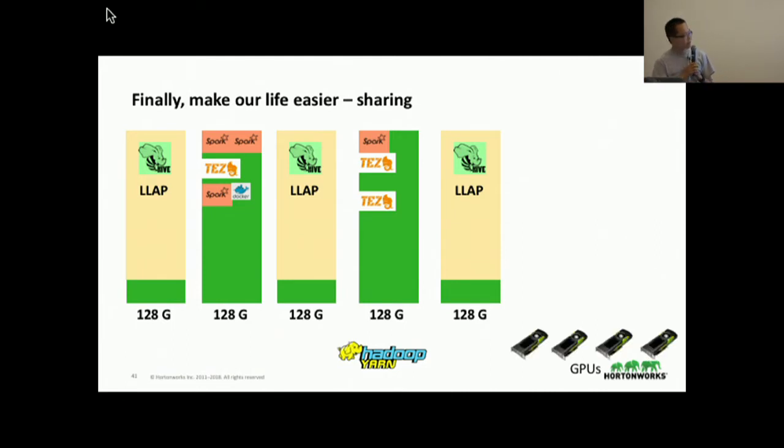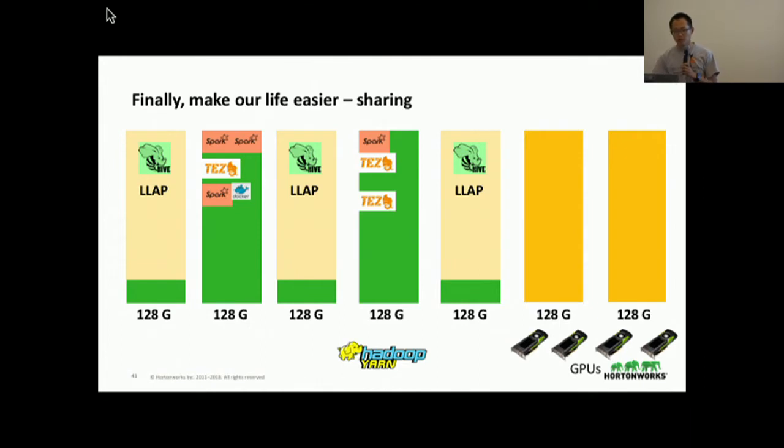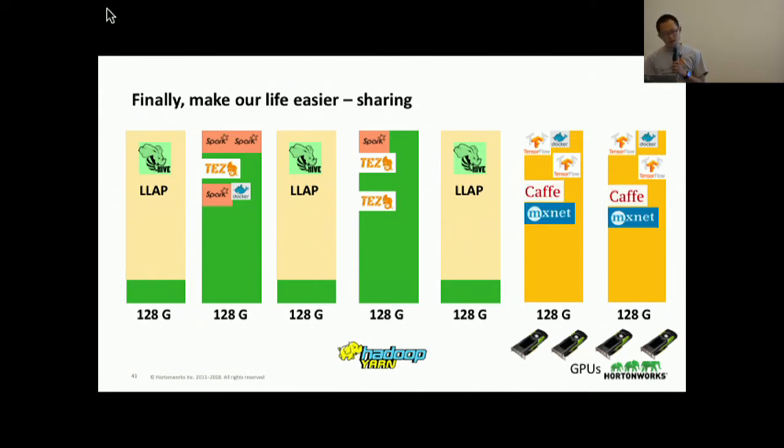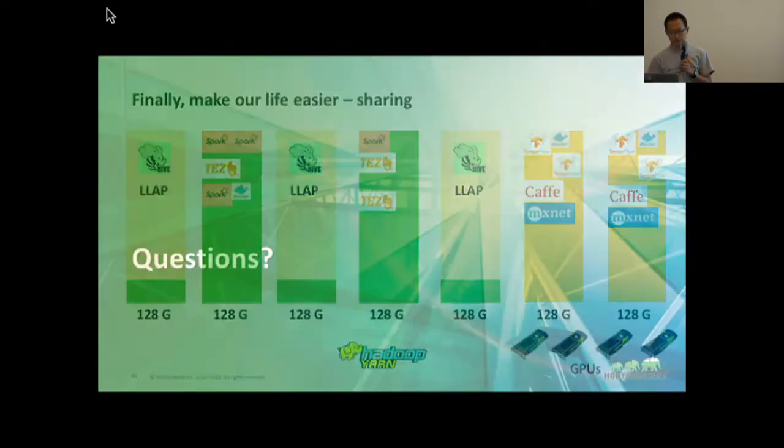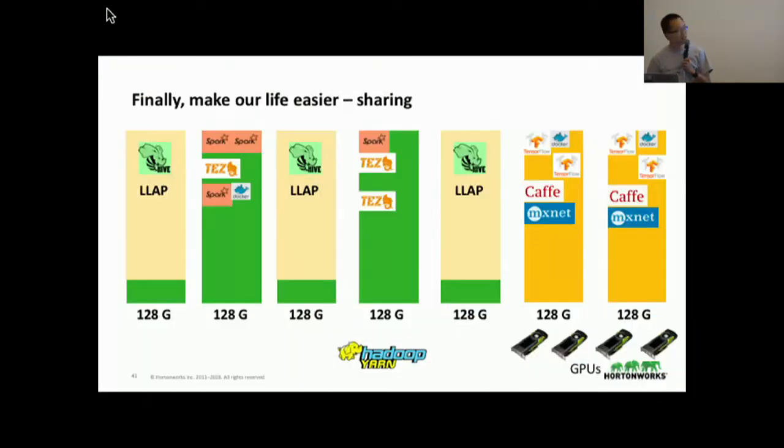And once you have some budget to buy a GPU node, also deploy YARN on this node. And on this node, you can run TensorFlow inside Docker or outside Docker. And you can run some other applications like Caffe or MXNet. Yep, I think that's all.